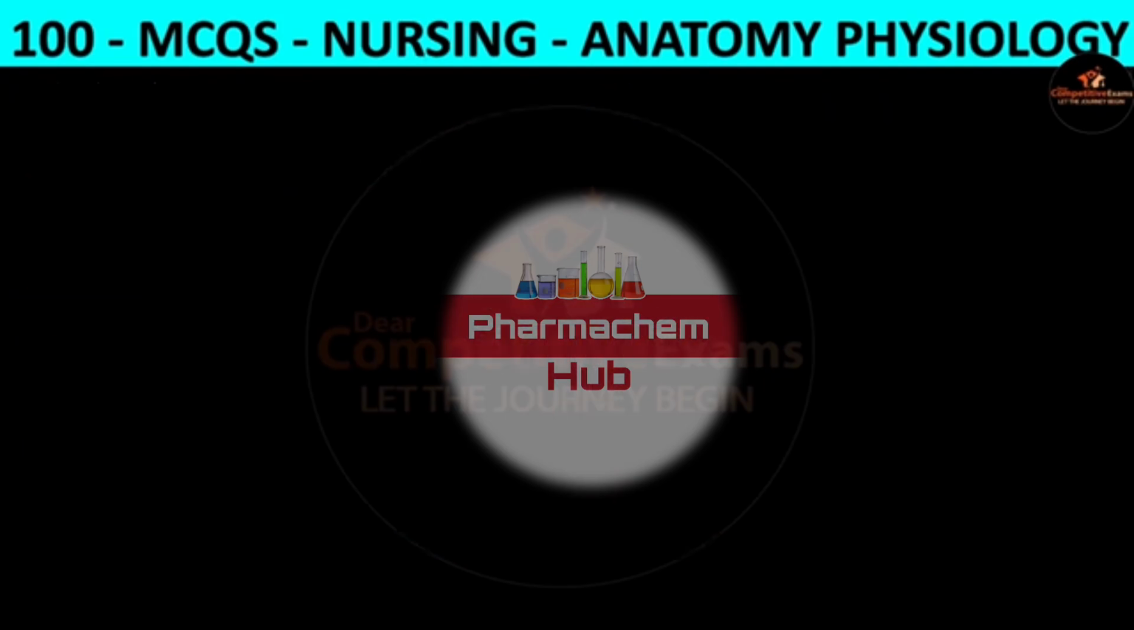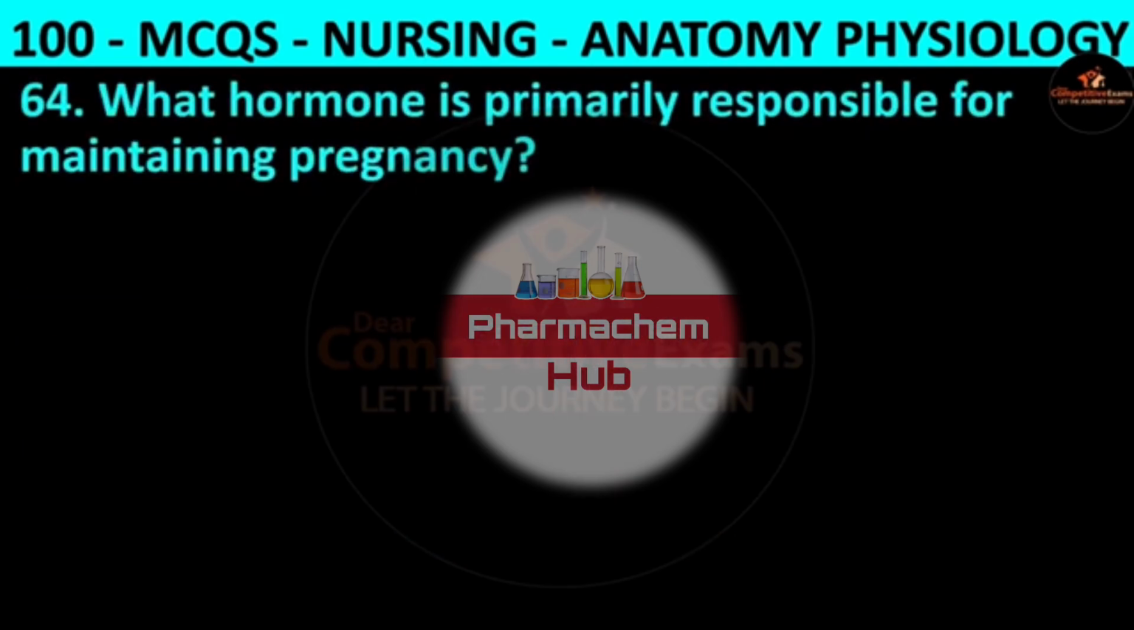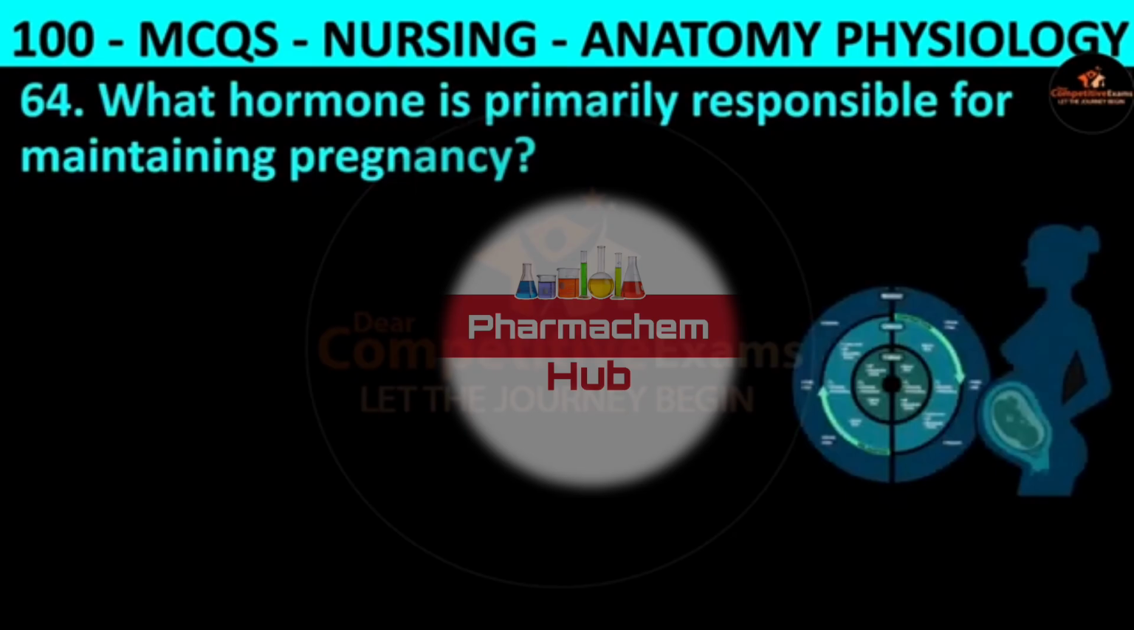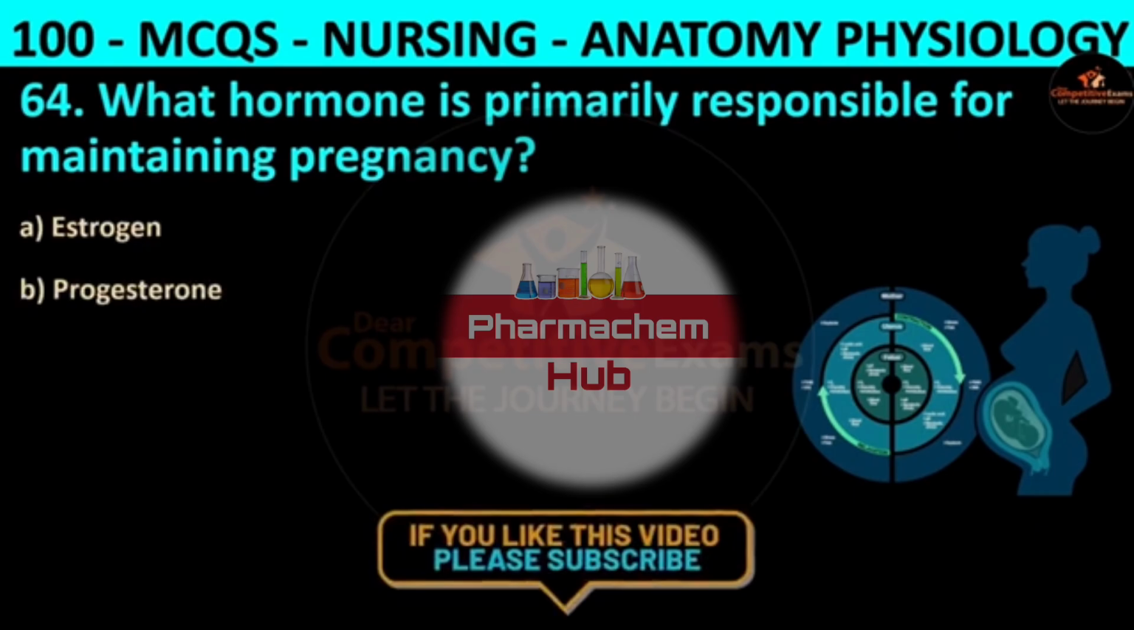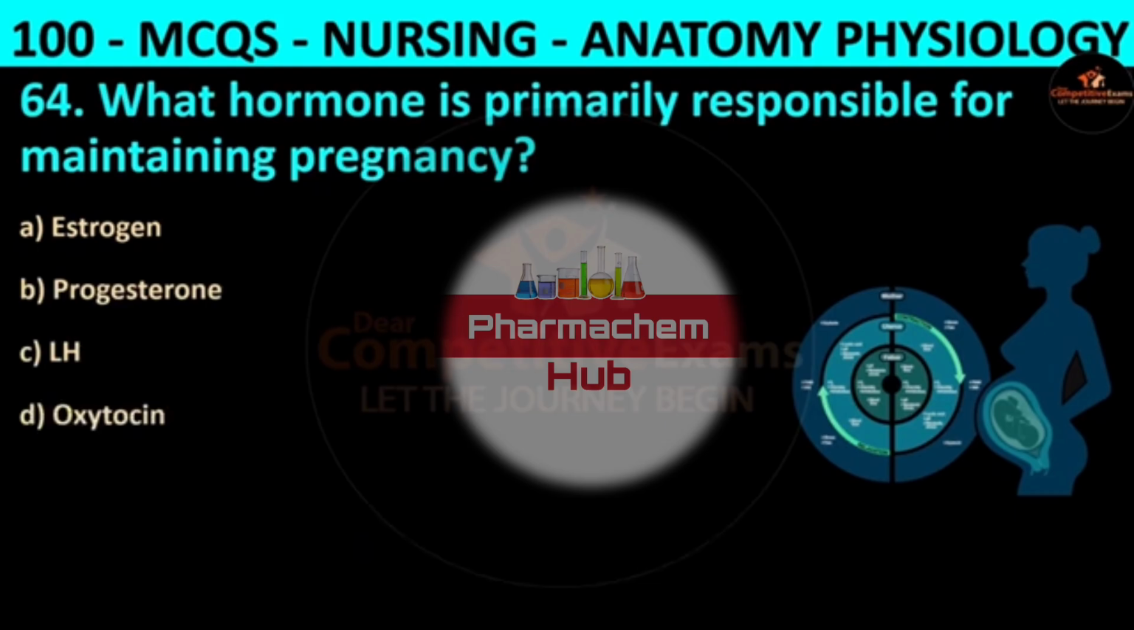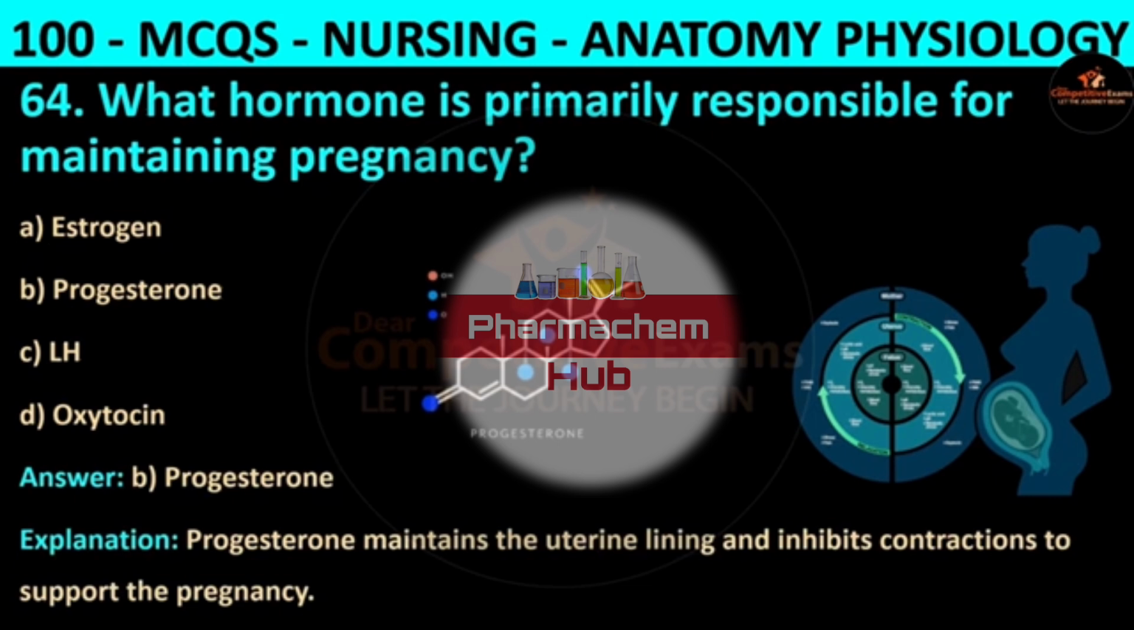Question number 64. What hormone is primarily responsible for maintaining pregnancy? Your options are estrogen, progesterone, LH, or oxytocin. The correct answer is B, that is progesterone. Progesterone maintains the uterine lining and inhibits contraction to support the pregnancy.